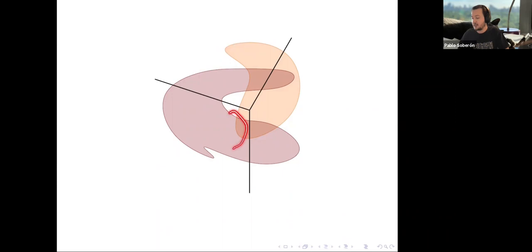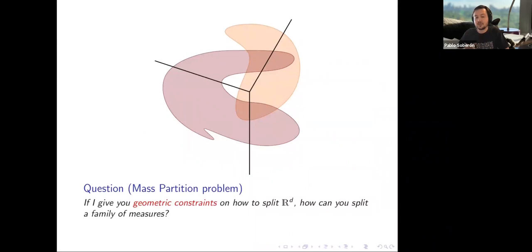Maybe this piece has too few orange. And hopefully, if I give you conditions on how you're going to split the space, and I give you a few measures, you should be able to get a nice partition. So the big underlying question: if I give you geometric constraints on how you're splitting R^d, what can you say about how you can split families of measures?